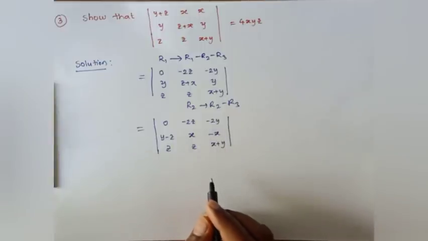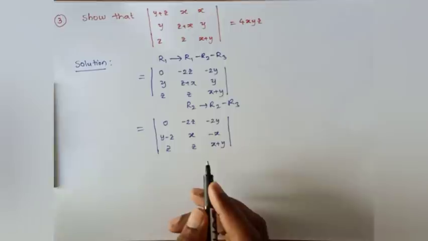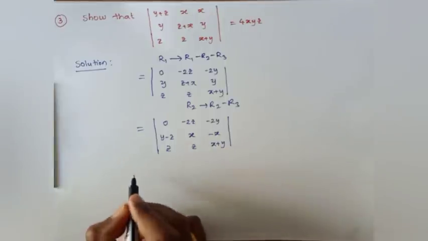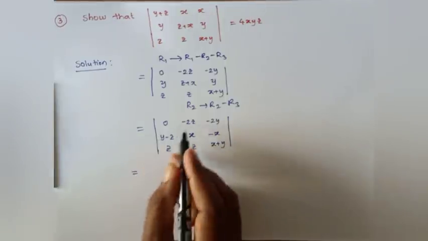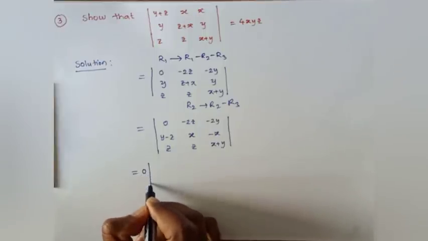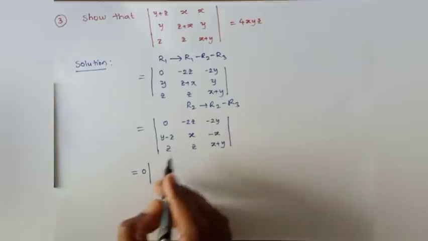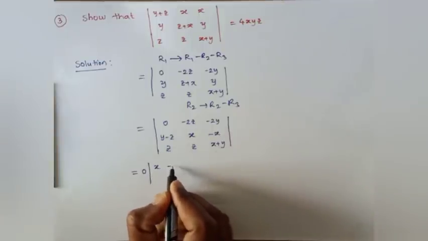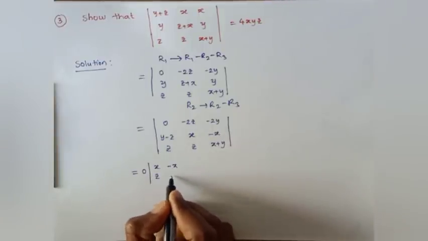Now, better to expand this row wise. Here, say this is 0 into, by deleting this row and this column, the remaining elements are x, minus x, z, x plus y.